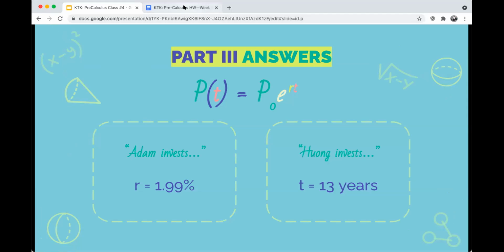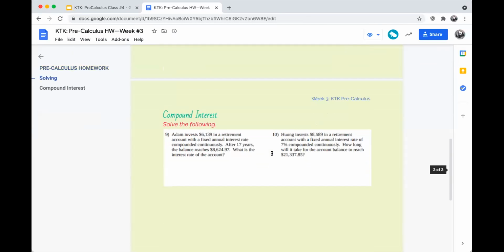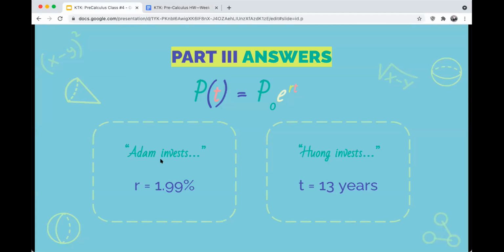Part 3 was the compound interest question. The whole question is over here. The whole question wouldn't fit over here. So for this, we used our continuous compound interest formula, in which we use P, which is the principal amount, P of 0, which is the principal amount, e, which is the constant e, to the power of r, the rate in percent, times t, which is the number of years. t will always be recorded in years and r is always in percent. So in this case, we have 1.99% and 13 years. Any questions on either of these?